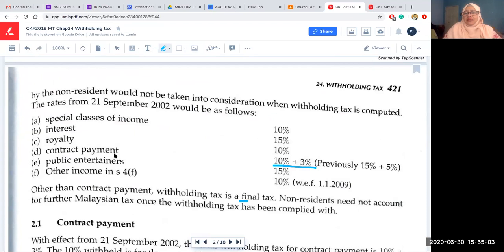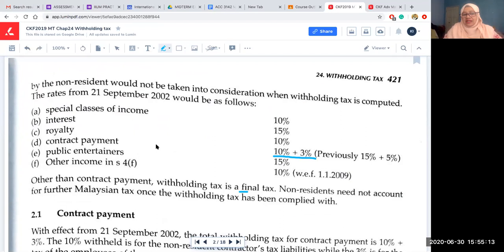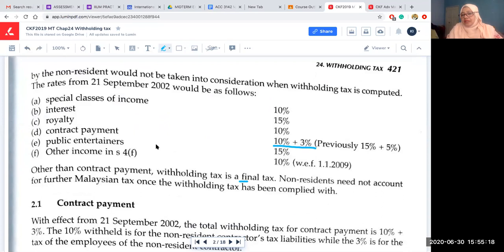But here, contract payment means that the company will have to submit their income tax return because they are assumed to have a business in Malaysia. So that is different. You have to submit income tax returns, compute your chargeable income, then compute your tax liability. Remember that whatever payment you receive as a non-resident on the contract payment, 10% has been deducted by the payer. The amount of 10% deducted is actually the tax paid by you on the contract payment.